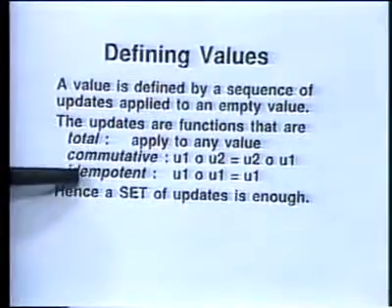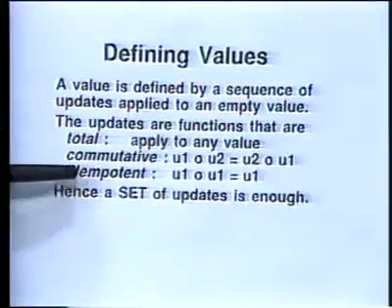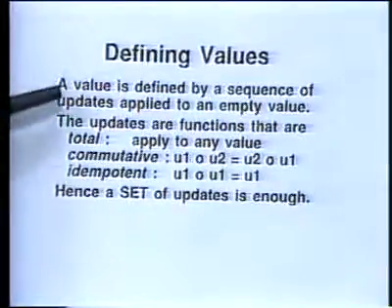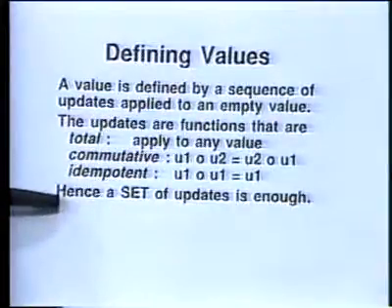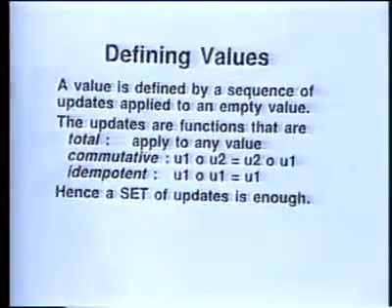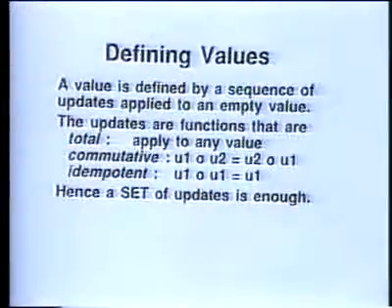If you have a set of updates that have these properties, then something fairly important follows, which is that it doesn't make any difference what order the updates were done in. All you need to know is what set of updates was used. So the value is completely defined by the set. It's not necessary to actually know the sequence, which was what we needed at the beginning.